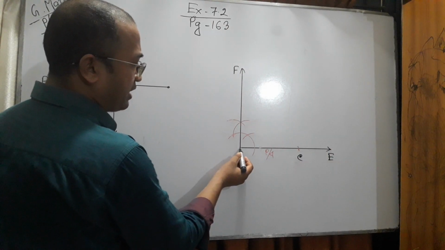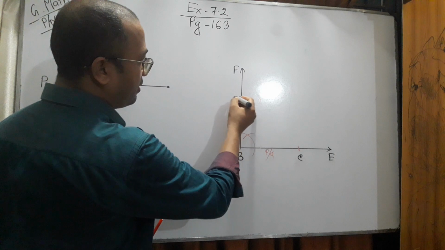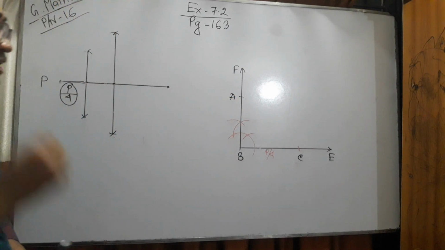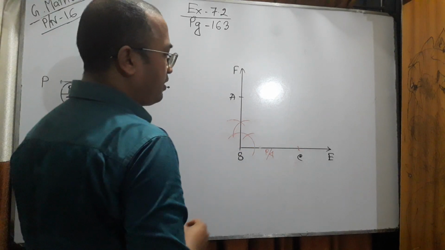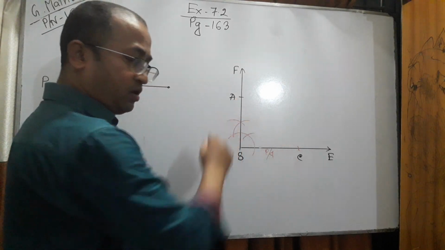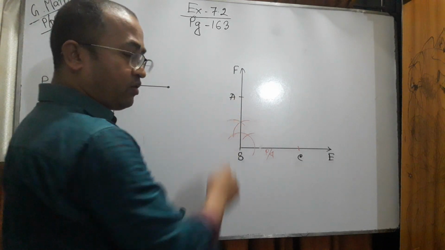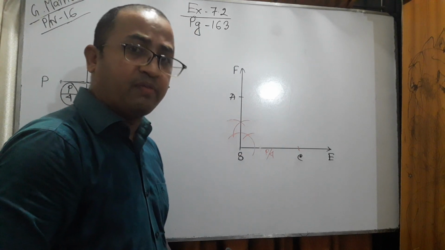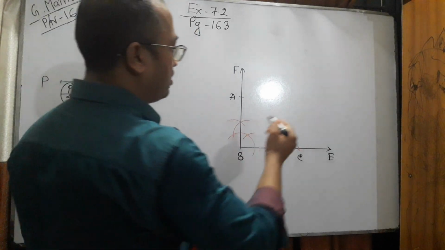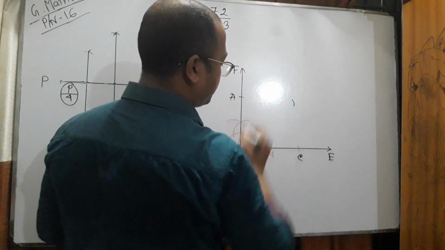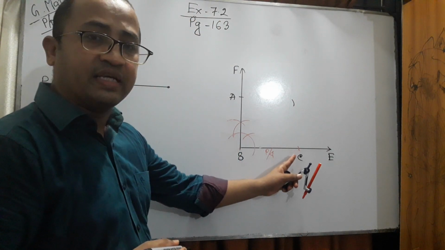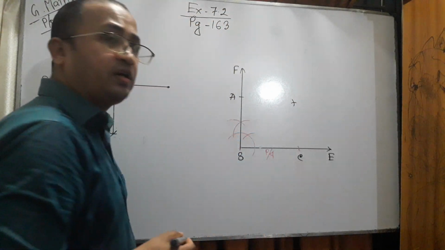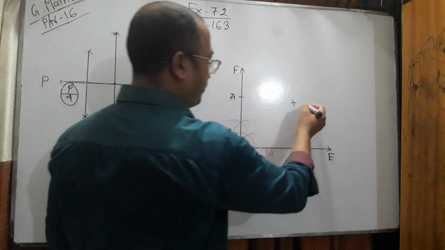Again, I take BA equal to P by 4. BA equal to P by 4. These two are equal. Now, with center A and radius BC, that is 1/4 of P, we draw an arc over there. Again, with center C and the same radius, we draw another arc which cuts the previous arc at D.